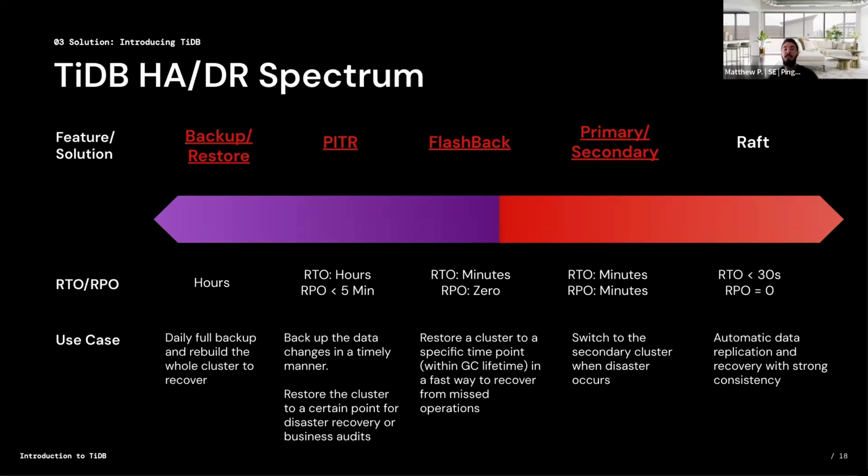And then we also have primary-secondary replication. And with this, and I know it says minutes, but you can potentially achieve seconds of RTO and RPO by having a secondary cluster on standby that you can switch to when a disaster occurs. And then finally, we have Raft, which is inherent to the database system. With this, you can achieve an RTO of seconds and an RPO of 0. Raft has automatic data replication and recovery with strong consistency and self-healing properties.